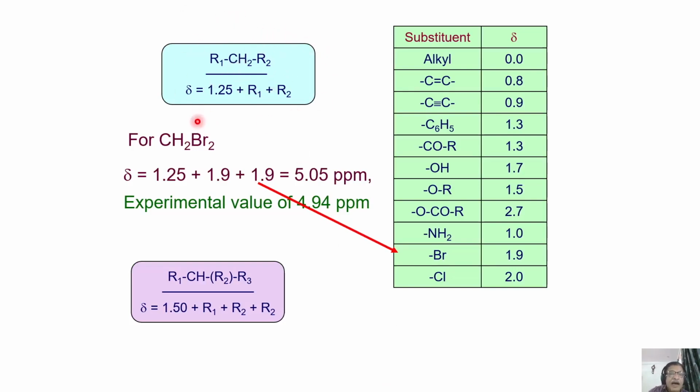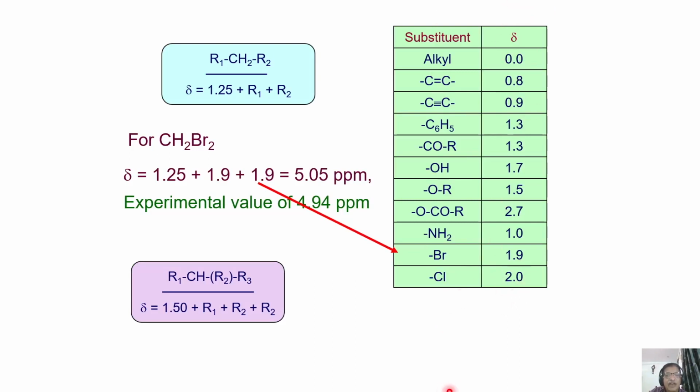We'll take the simple example of CH2Br2, dibromomethane. What is going to happen? He says for this type of group, 1.25 is the base value. Take 1.25. Now, what is the effect of the substitution here? How much do you have to add up? He has a table given. Remember, for different substituents, a table of contribution for chemical shift is already made.